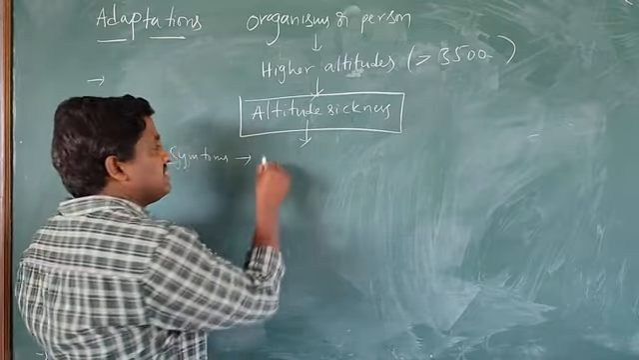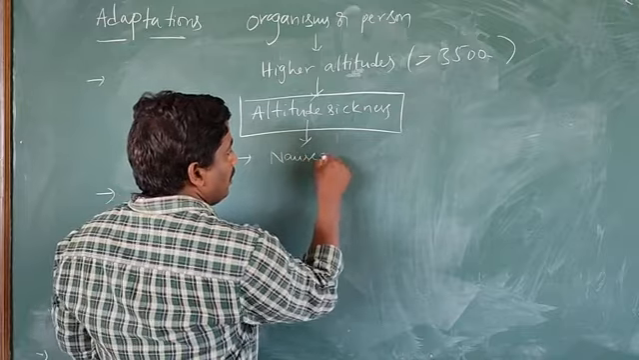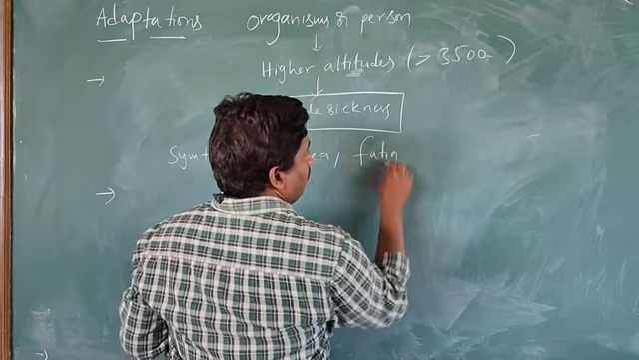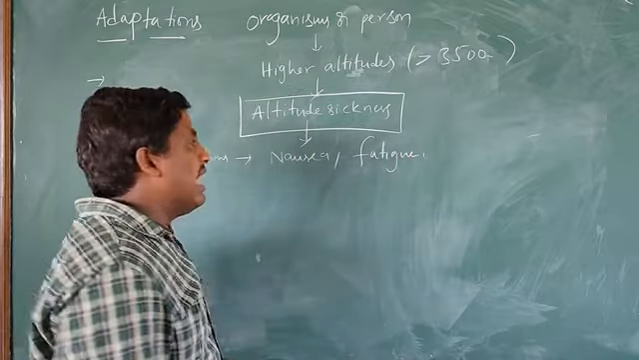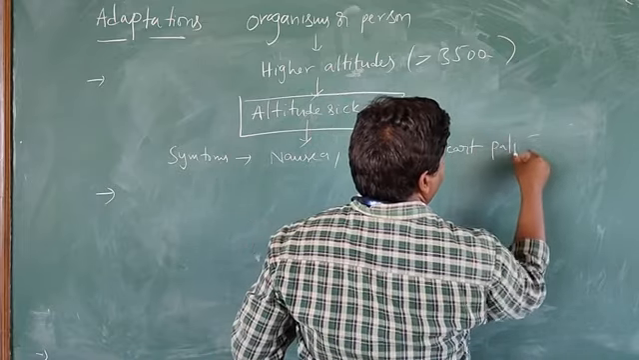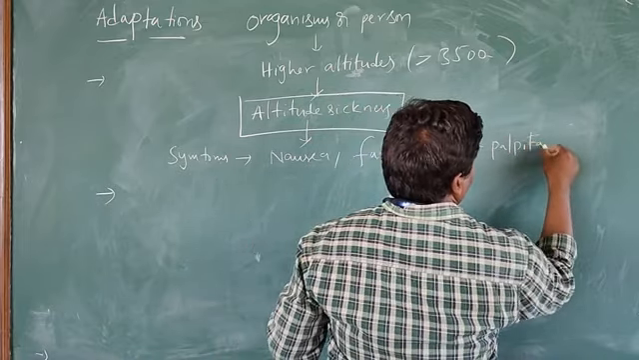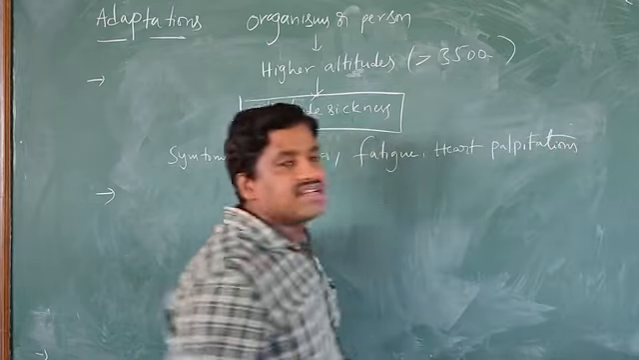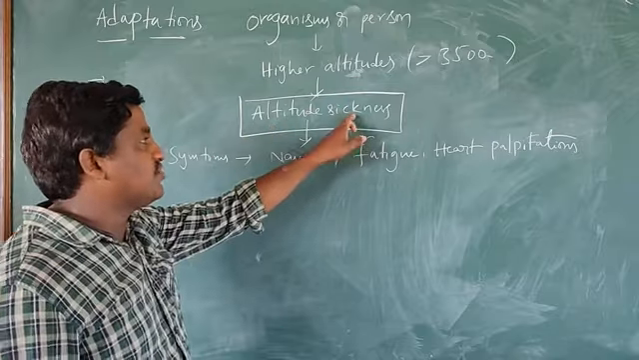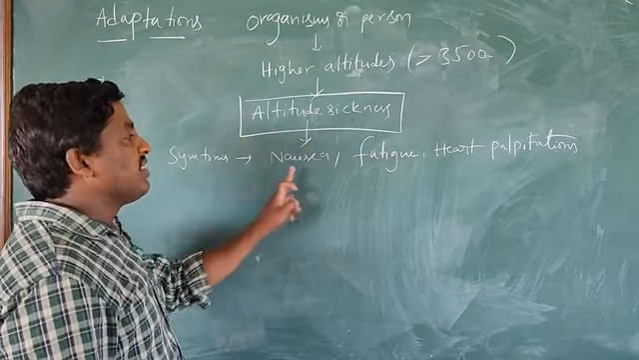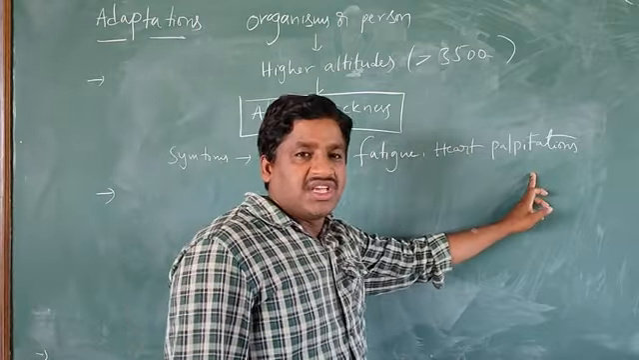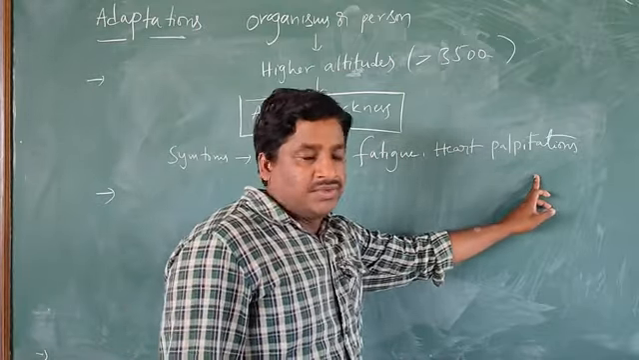The symptoms are nausea and fatigue and heart palpitations. Okay, what are the symptoms? Whenever altitude sickness is found, nausea and fatigue and heart palpitations are found.